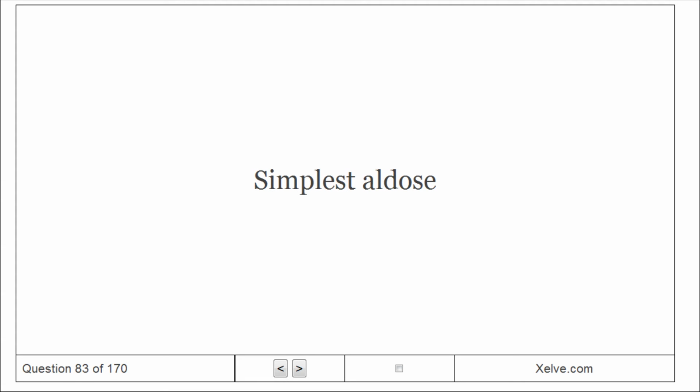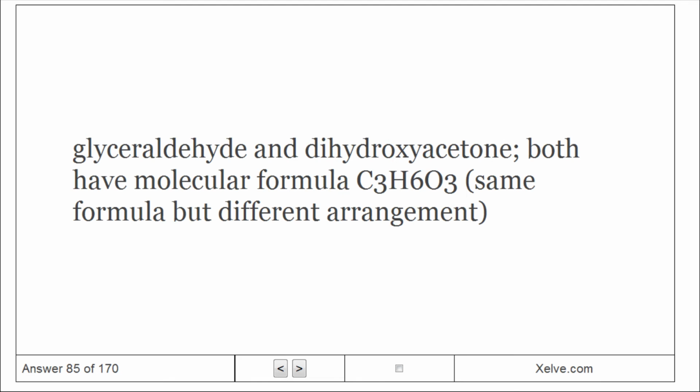Simplest aldose: glyceraldehyde. Simplest ketose: dihydroxyacetone. Constitutional isomers. Glyceraldehyde and dihydroxyacetone both have molecular formula C3H6O3.